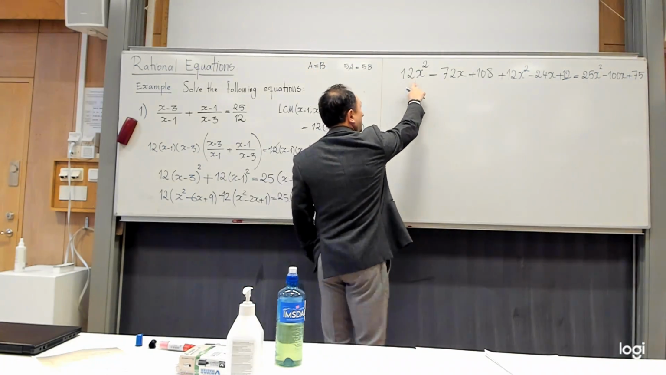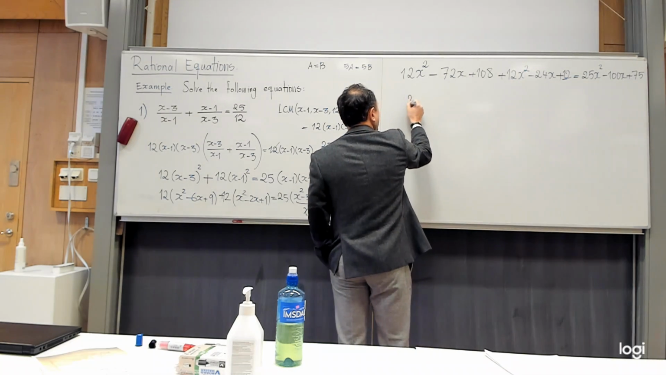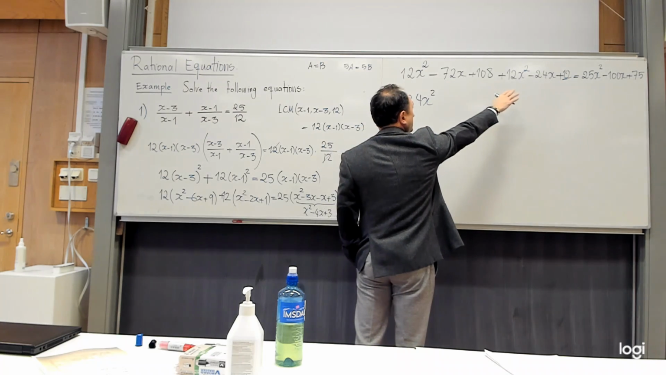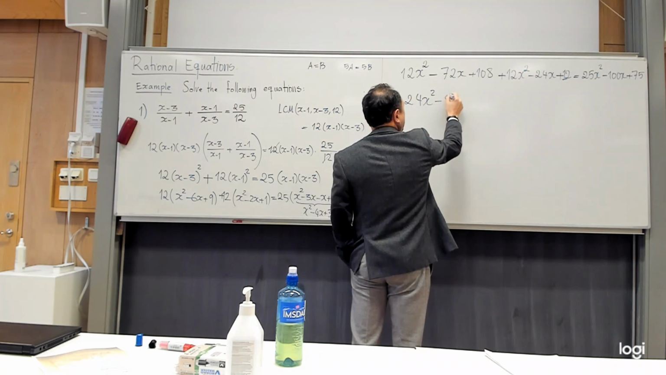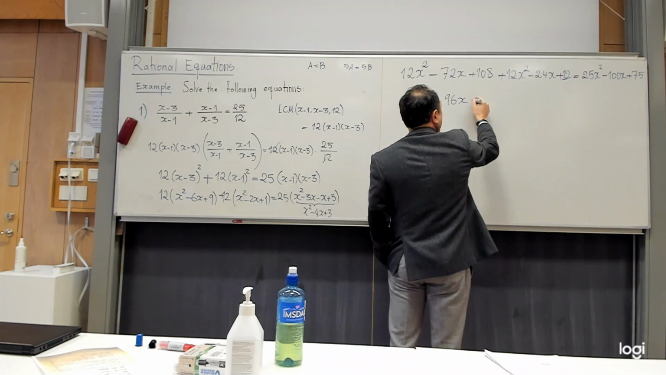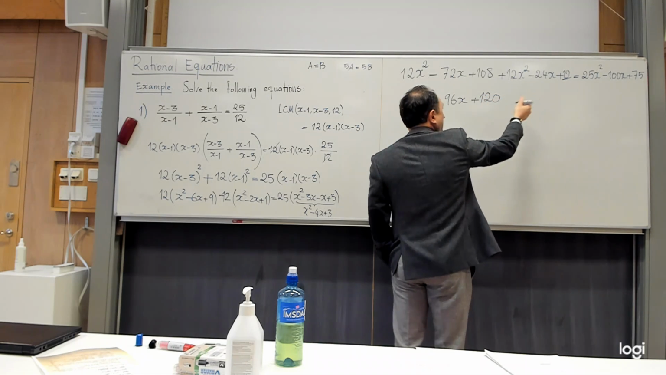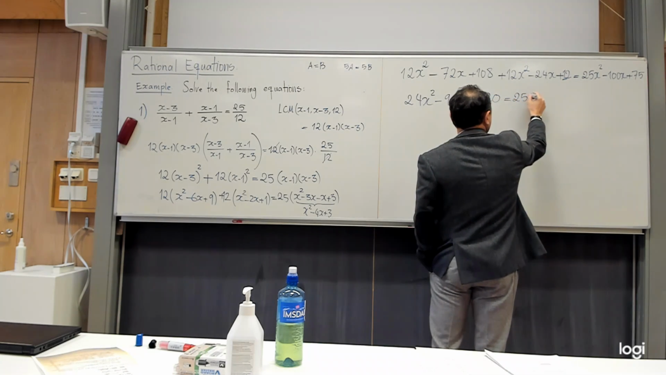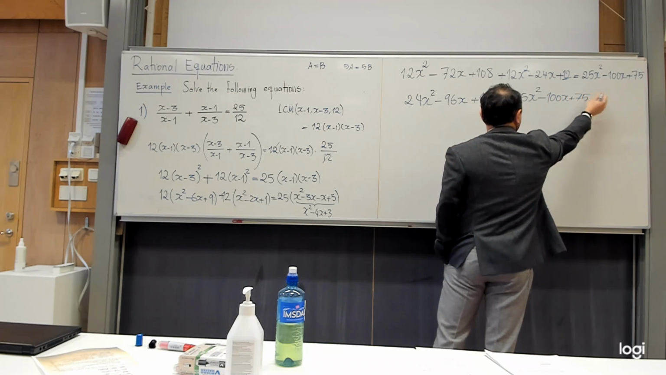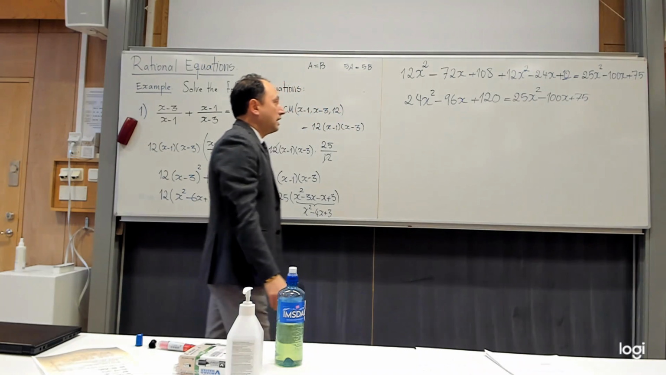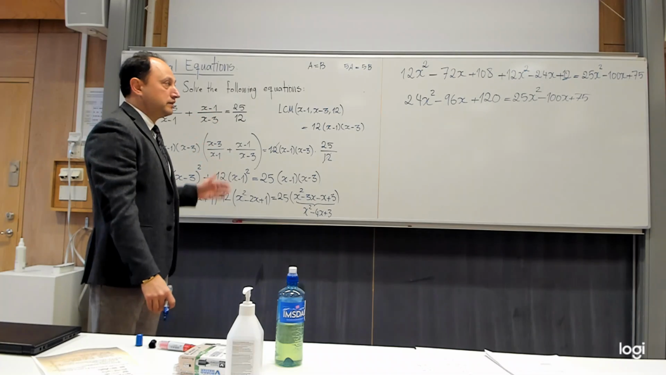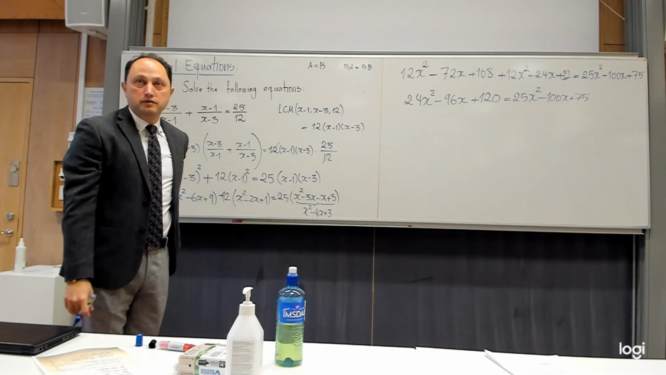So 12x squared here and 12x squared there, it becomes 24x squared. Minus 72x minus 24x, it becomes minus 96x. And then I have 108 plus 12 is 120. On the right hand side, I cannot simplify more. Yes? Then what happens? It is clearly a quadratic equation, so it means that I have to move everything to the left and use a PQ or ABC formula to solve it.